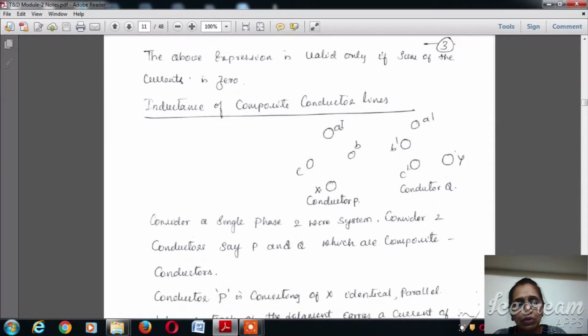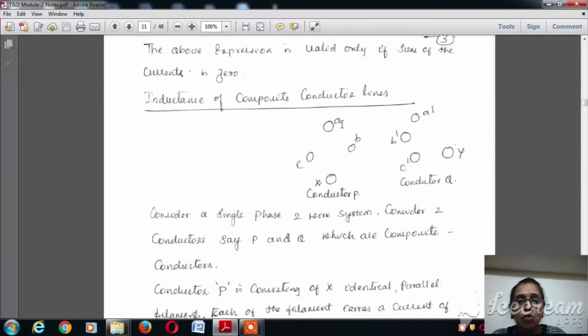Next, we are going to consider the inductance of composite conductor lines. Composite lines exist in underground cables as well as in overhead transmission lines. We consider conductor P and conductor Q, which have composite conductors like A, B, C, A dash, B dash, C dash, and we consider one conductor as X and the other conductor Q as Y.